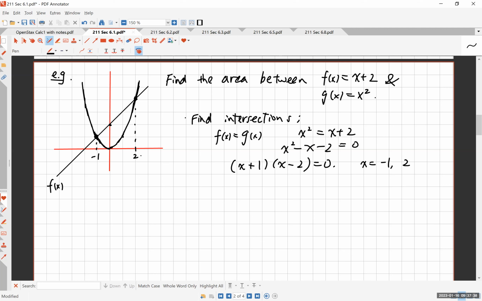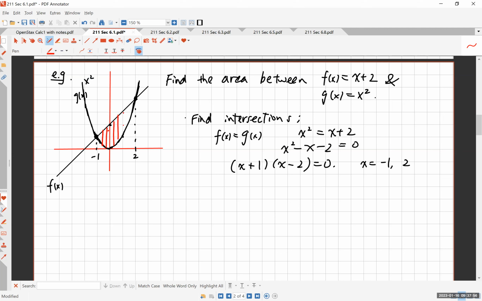Now, which one is higher and which one is lower? This is x squared. And in this interval, f of x, this is g of x, right? f of x is bigger than g of x. So f of x, g of x, okay.